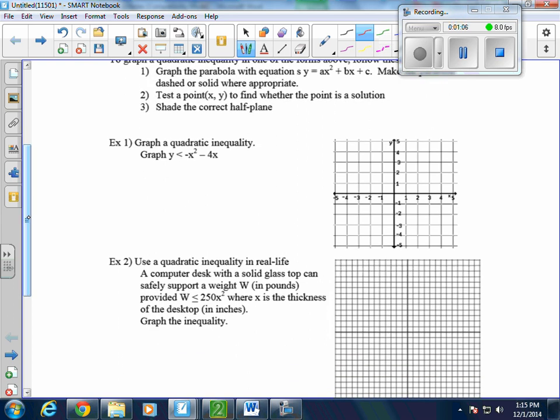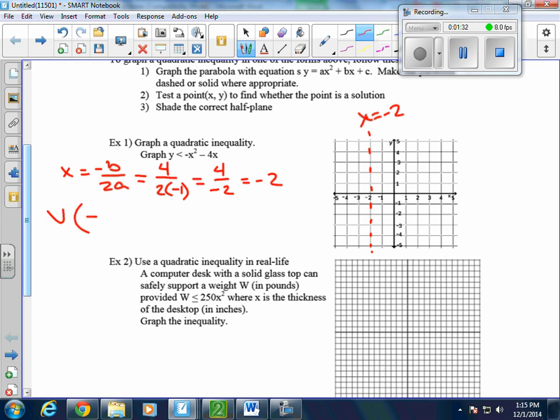So if we look at example 1, we're going to use x equals negative b over 2a. And so b is going to be negative 4, so it's going to be 4 over 2 times negative 1. So this is going to be 4 over negative 2, which is negative 2. So my axis of symmetry is x equals negative 2. So we're going to find the vertex.